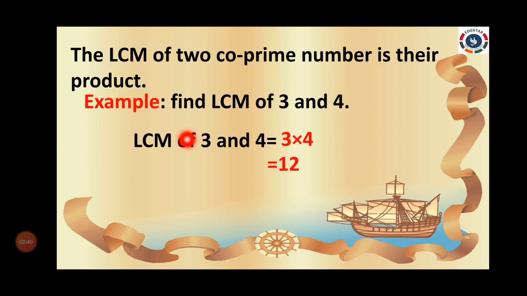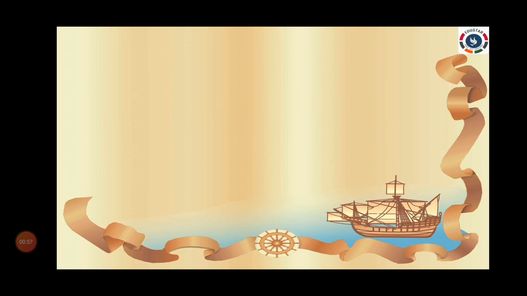So the LCM of two co-prime numbers is their product. Have you understood that? 3 and 4 are co-prime numbers, so their product is the LCM. So 3 into 4 is 12. So 12 is the LCM of 3 and 4. Then fact 2.